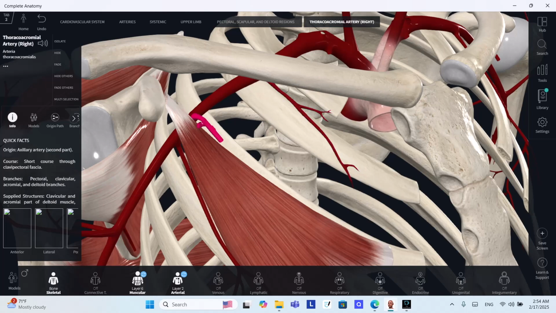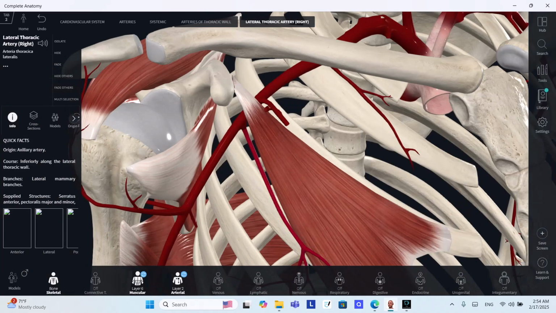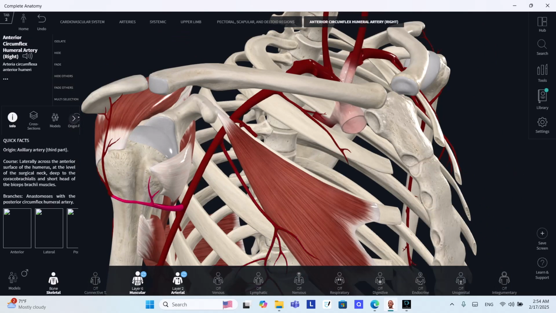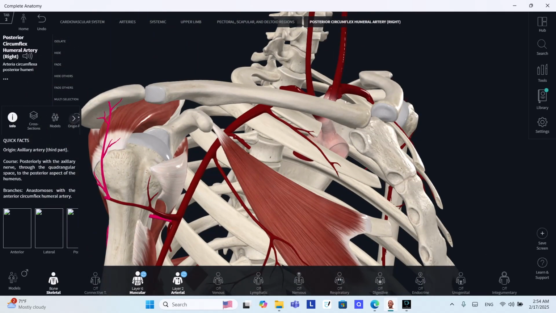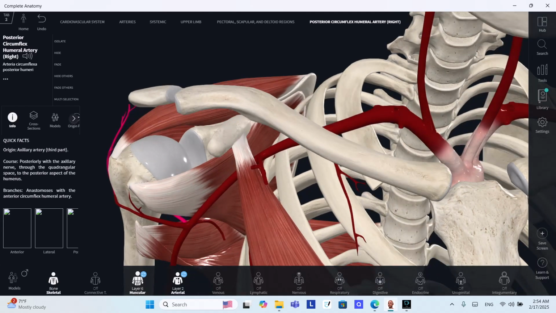The second part gives the thoracoacromial artery and the lateral thoracic artery. Then the third part will give us the anterior circumflex humeral artery, and also the posterior circumflex humeral artery. Like you see, it comes from here. This is the third part. We have this posterior, this is anterior, and this one is the subscapular artery.